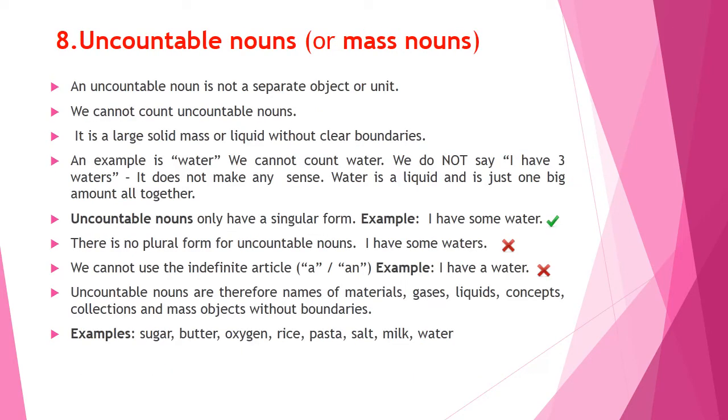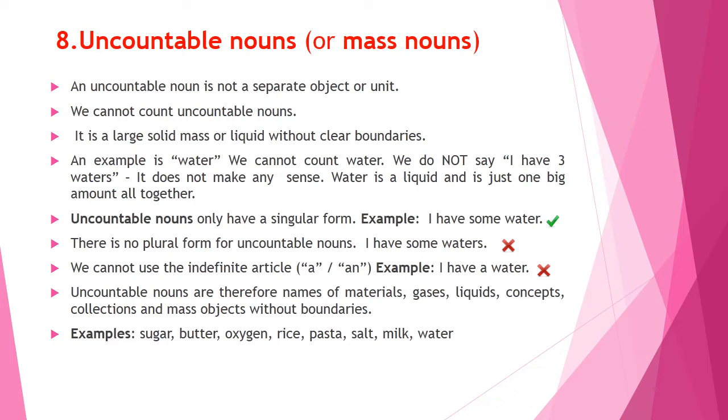Next type is called uncountable nouns. And uncountable nouns is not a separate object or unit. We cannot count uncountable nouns. That's why they are called uncountable nouns. It's a large solid mass or liquid without clear boundaries. An example is water. We can't count water. We don't say I have 3 waters. It doesn't make any sense. Water is a liquid and is just one big amount altogether.